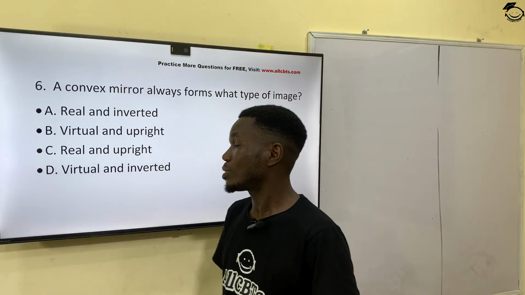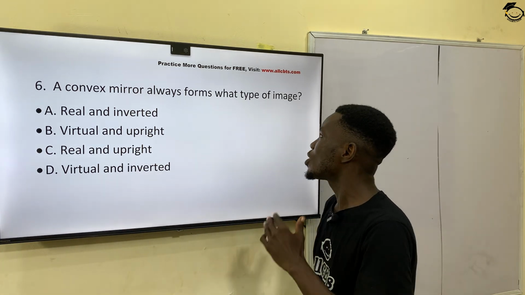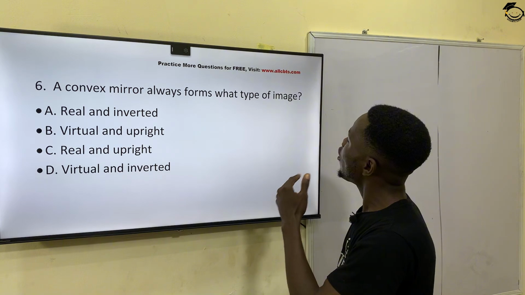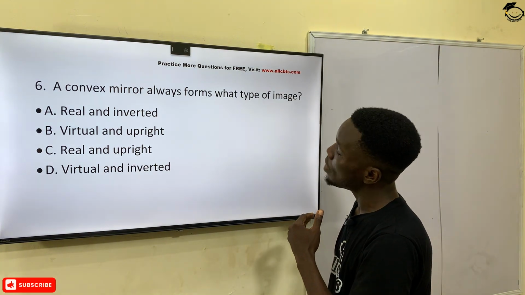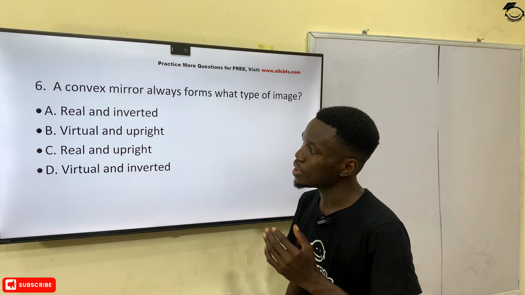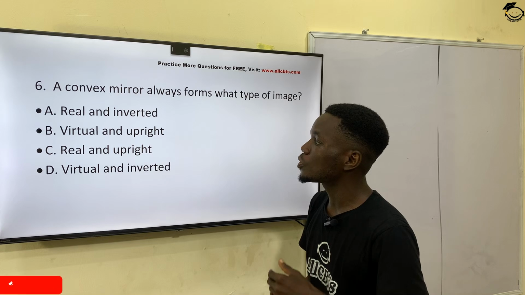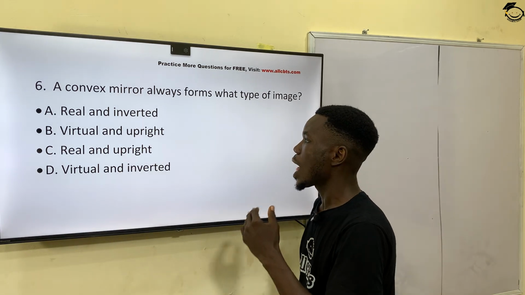So that is also question number 6. It says, a convex mirror always forms what type of image? Option A says real and inverted. Option B says virtual and upright. Option C says real and upright. And option D says virtual and inverted.